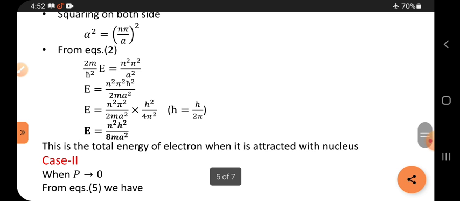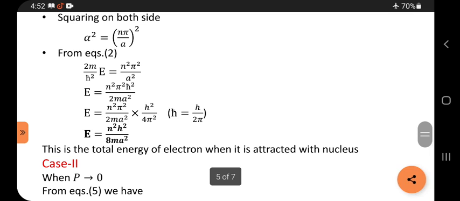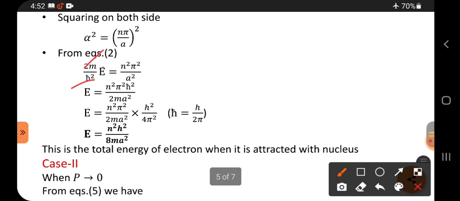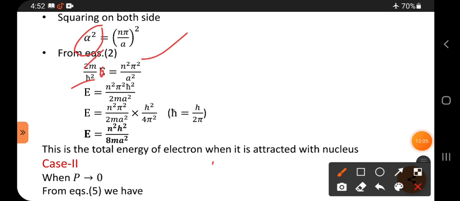See here, 2m by h cut square into e. What is that? The alpha square term is equal to n square pi square by a square, right?